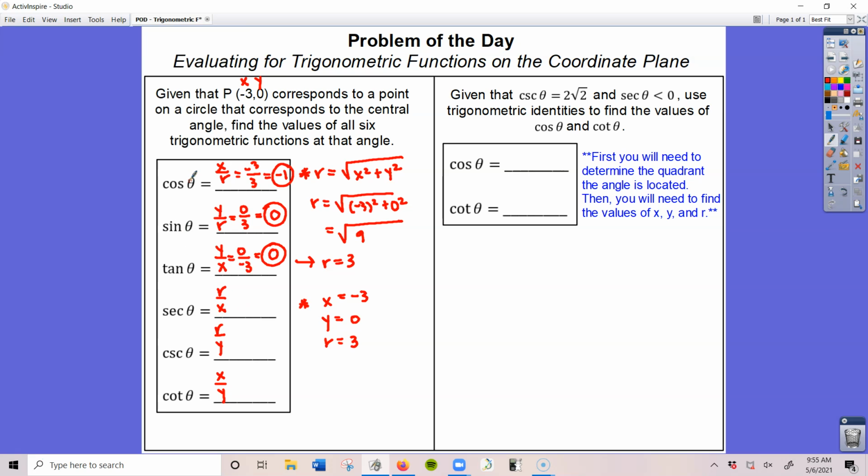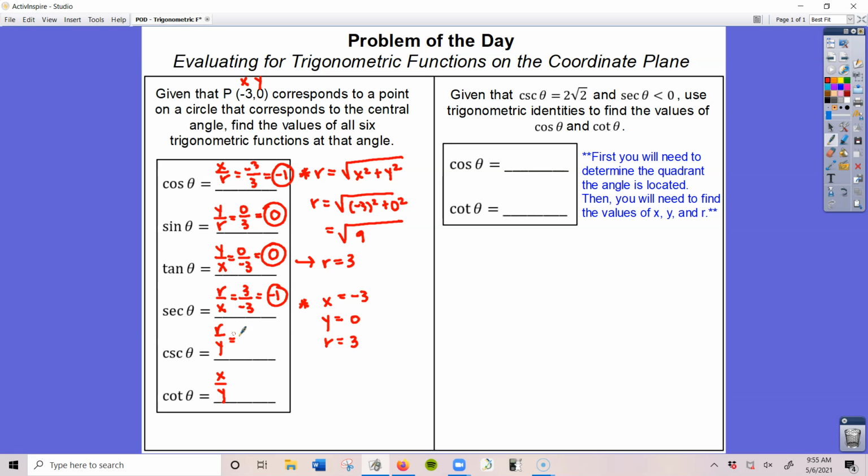Now secant is the reciprocal of cosine. So we can look at either the fraction or the number, it's up to you, but basically it's the reciprocal of -3 over 3, which would give you 3 over -3, which when you divide would still give you the value of -1. Now cosecant is r over y.